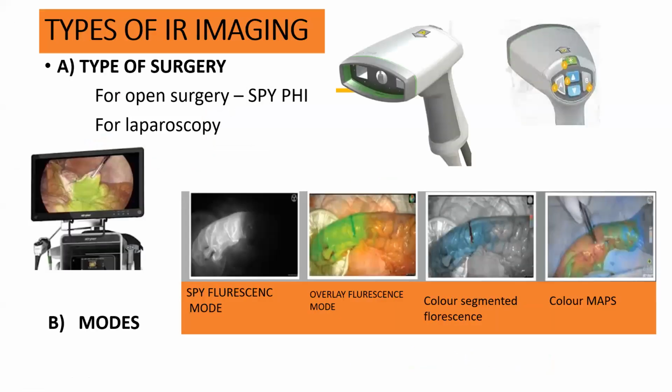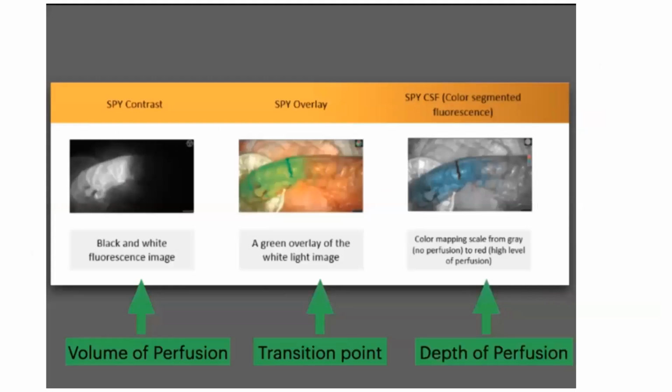There are various types of infrared imaging: for open surgery different, and for laparoscopic surgery different. In open surgery, we have a handheld camera, and for laparoscopy, obviously the telescope can be used. And there are various modes of this ICG or infrared imaging: fluorescence, overlay fluorescence, color segmented fluorescence and color maps. We will see what exactly these are and their clinical utility.